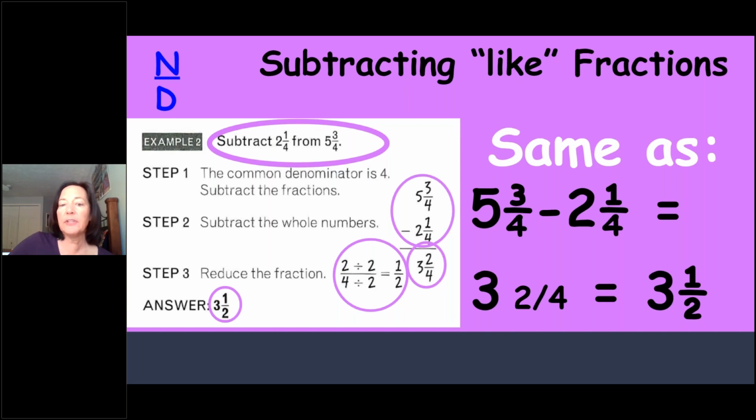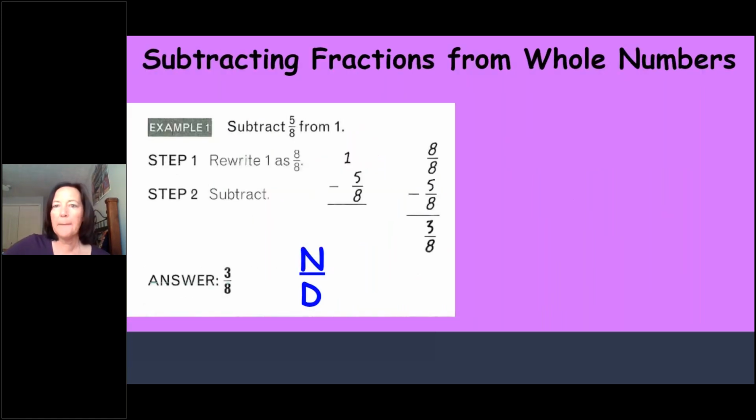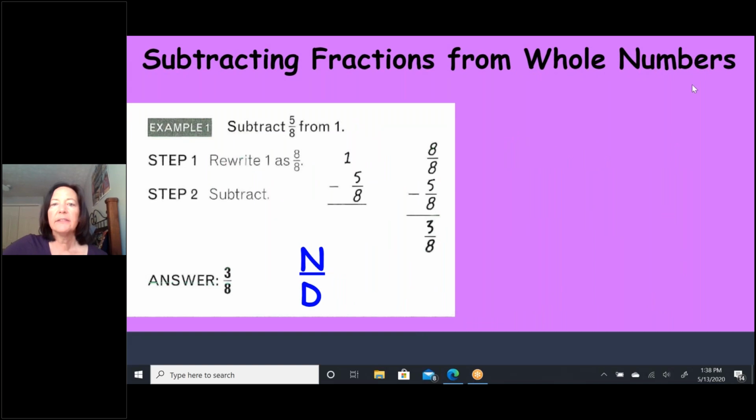Okay, now, so I could have done the same thing, 3 2/4, and gotten 3 1/2 if I had written it going horizontally instead of vertically. Okay, now this one is subtracting fractions from whole numbers.